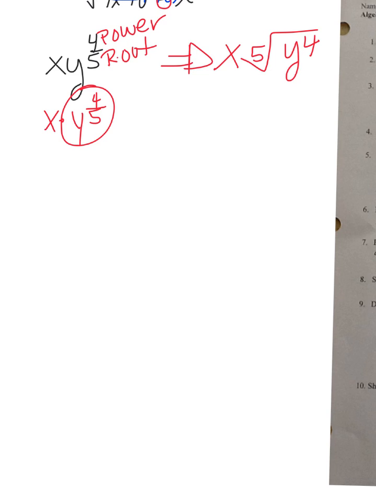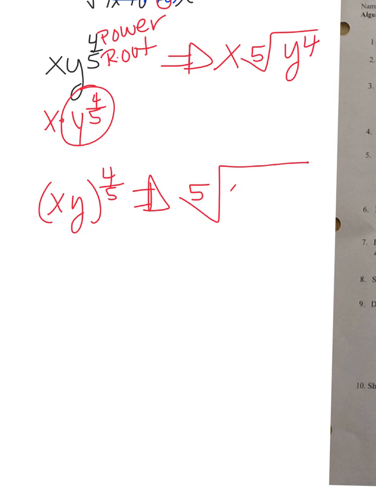All right, now take a look at B. We have in parentheses xy raised to the 4/5 power. So that means both of them are going to get a power of 4 and be the 5th root. So it'd be the 5th root of xy. So you could write it like this, xy to the 4th power, like that.